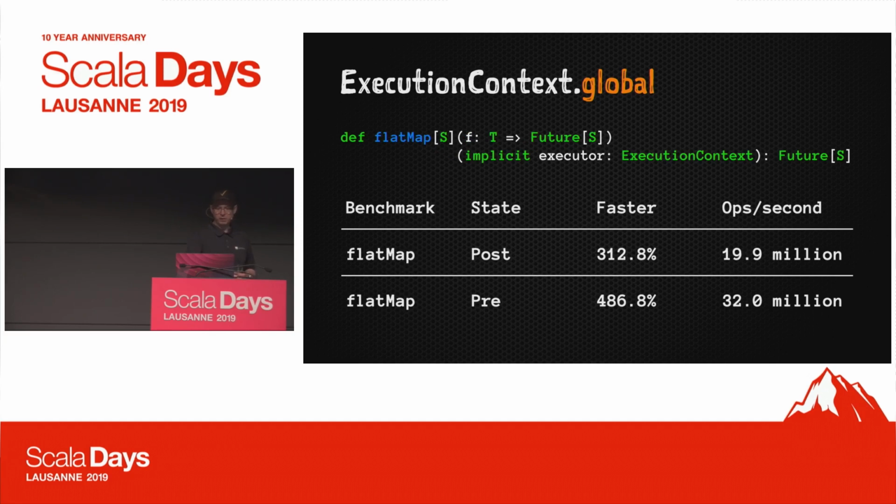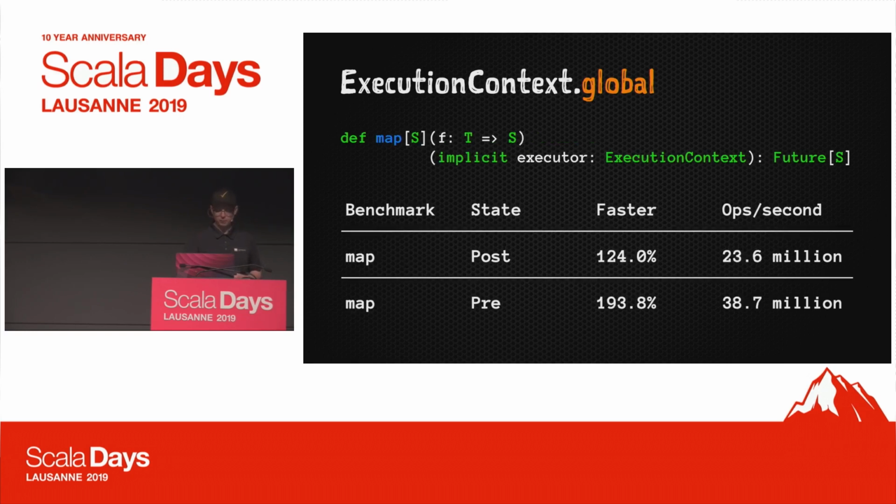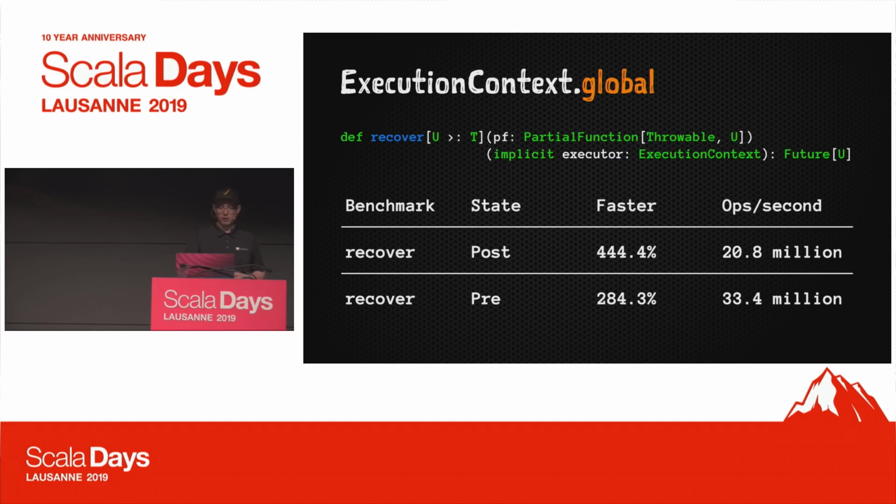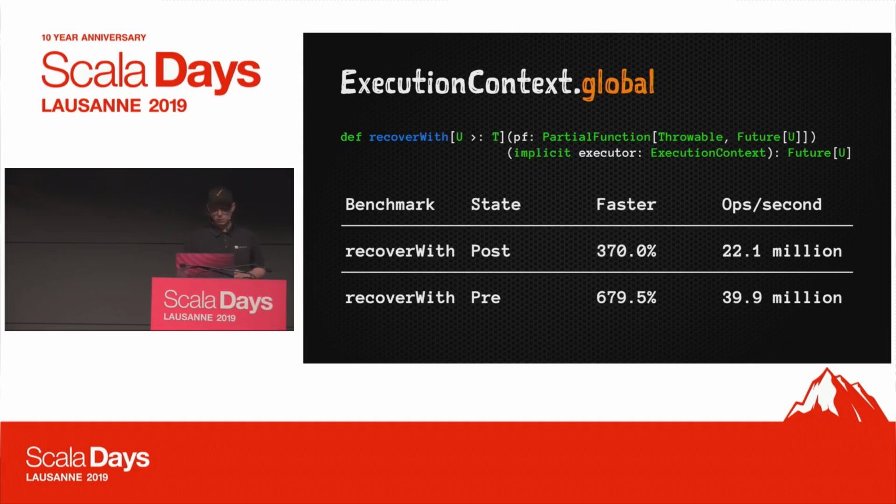Filter, so basically between 120 and 240 percent faster. Flat map, it's been very much improved in terms of relative performance to the old version, so between 3 to 5 times faster. Map, more moderate, 124% to 200% faster. Recover, almost 5 times faster, or between 3 and 5 times faster. Recover with used to be rather slow, but it's now between 4 and 7 times faster.